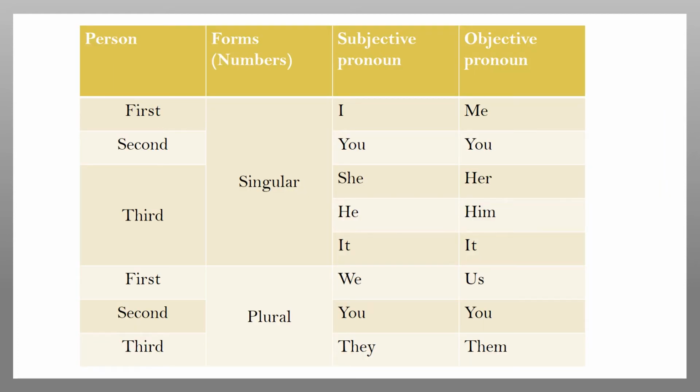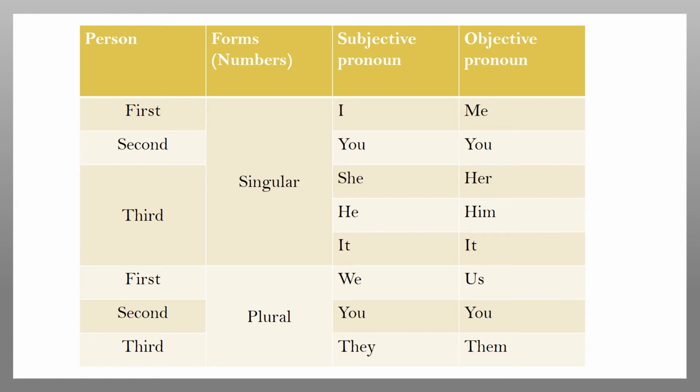Let's see the short overview. First person singular, subjective pronoun I, objective pronoun me. In second person singular, subjective pronoun you and the objective pronoun also you. In third person singular, subjective pronoun she, objective pronoun her. And also third person singular, subjective pronoun he, objective pronoun him. And third person singular, subjective pronoun it and objective pronoun also it.